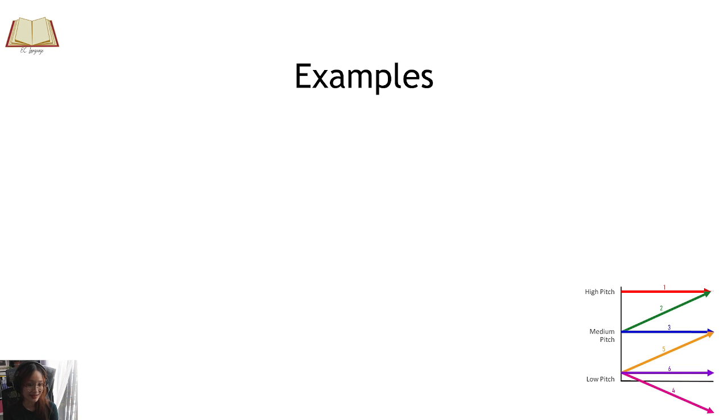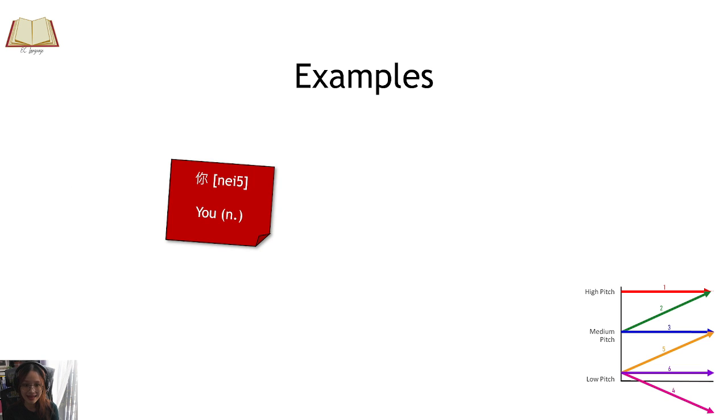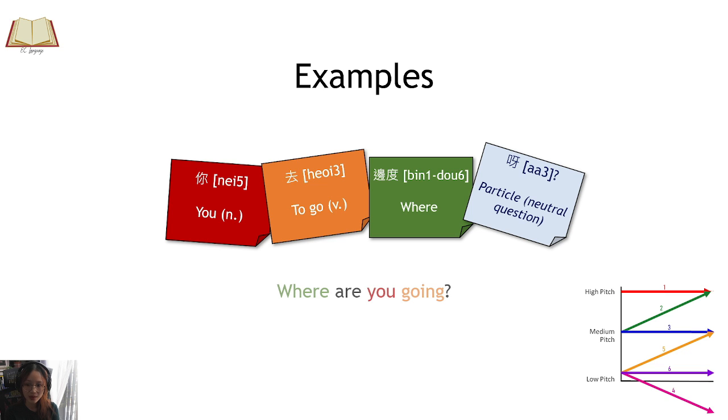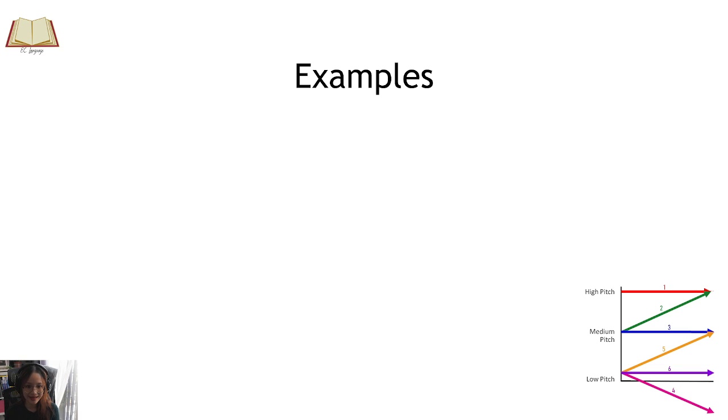Let's have a look at another example. 你去邊度啊? Where are you going? Using a neutral question like this makes the question less interrogative, so we are not demanding an answer, but more of a friendly question. Let's look at a used at the end of a regular statement.